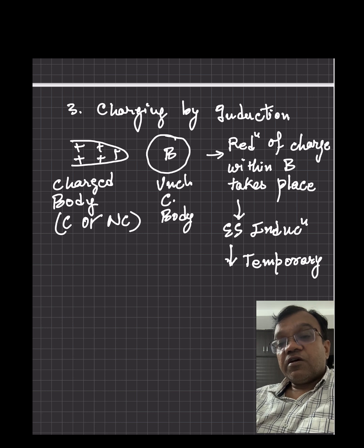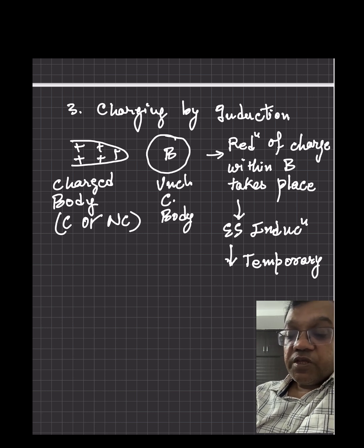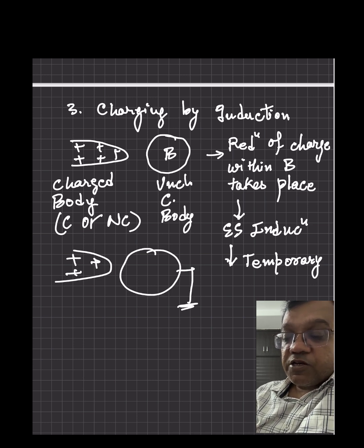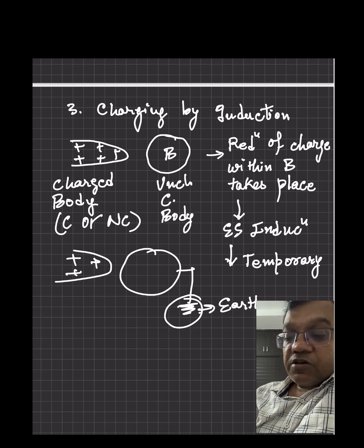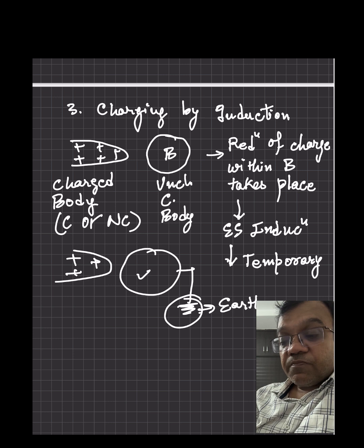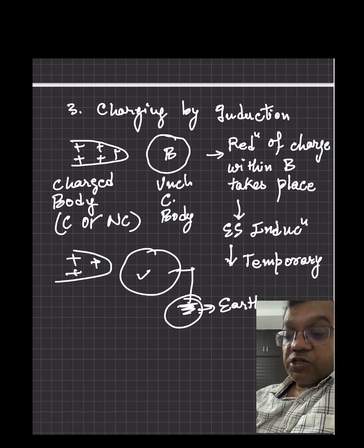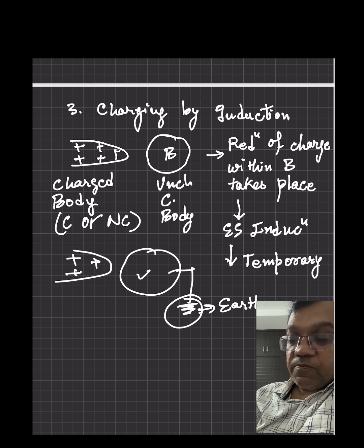We have only caused the redistribution of charge. Once this redistribution of charge has been caused, this will be kept here only, and this body will be connected to the ground. We know the earth is a good conductor of electricity, and this is already a conductor. So when two conductors are connected, what will happen? Transfer of charge takes place till both acquire the same potential.